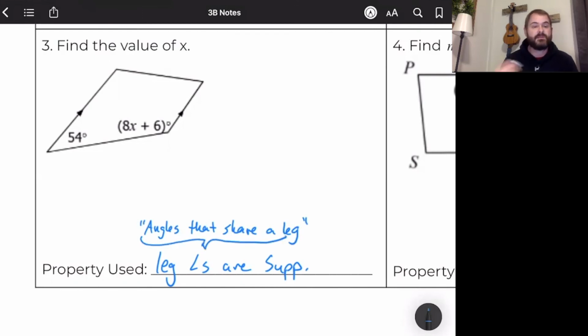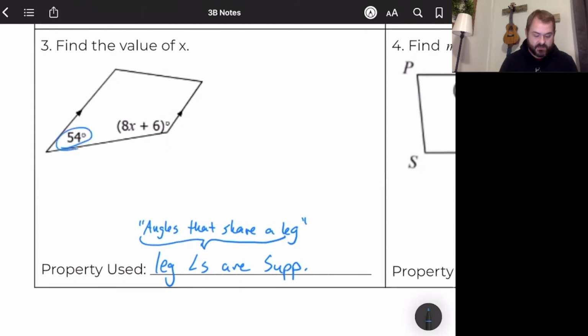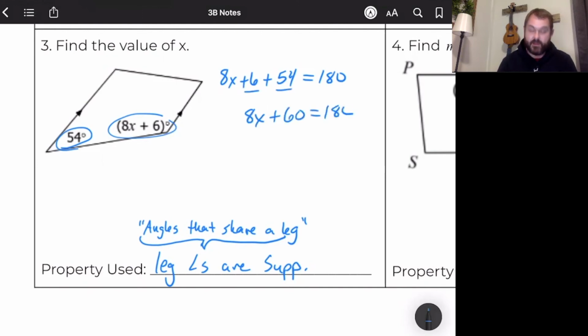Okay, and so that means I can add these two expressions together and it will equal 180. And so that's how I set up the equation here. 8x plus 6 plus 54 is what equals 180 degrees. And then we just solve. Let's combine our like terms first, 6 and 54. That makes it 8x plus 60 equals 180.